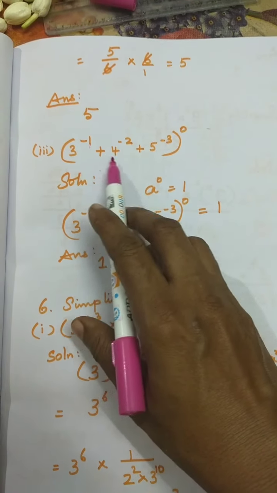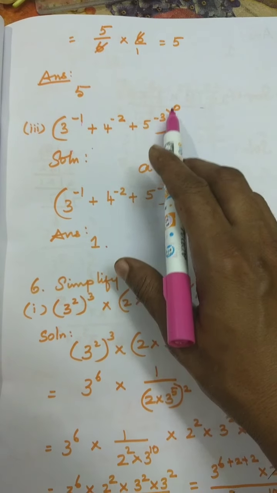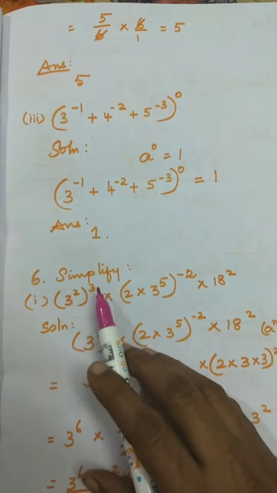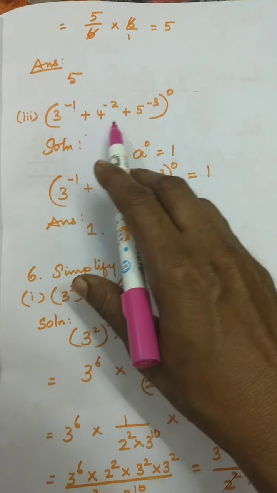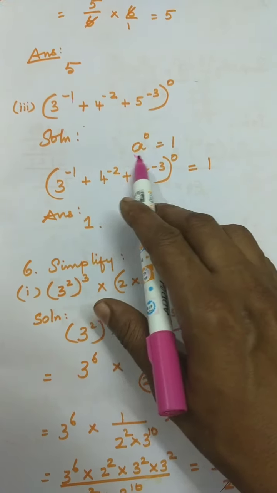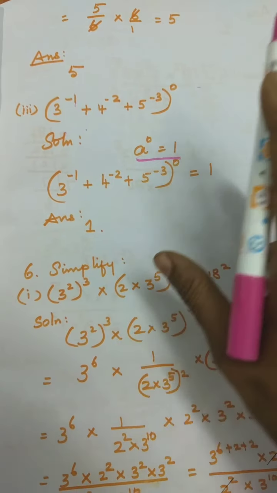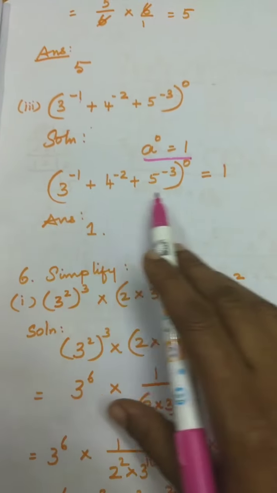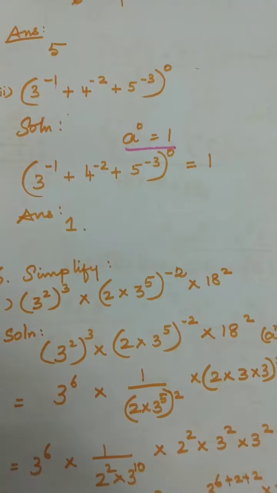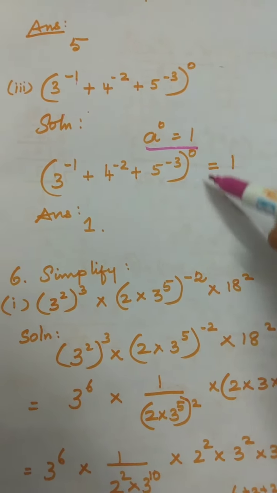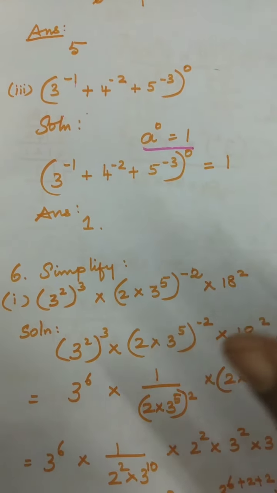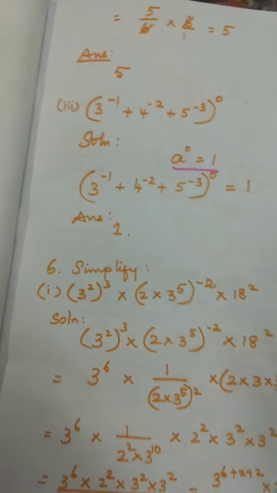3 power minus 1 plus 4 power minus 2 plus 5 power minus 3, the whole power 0. So here whole power 0 means we have the formula: a power 0 is equal to 1. So we need not solve this. Okay. Any number power 0 will become 1. So the answer is 1.